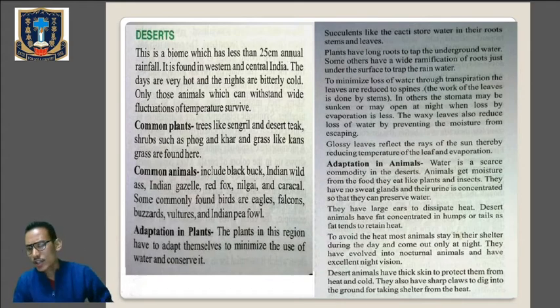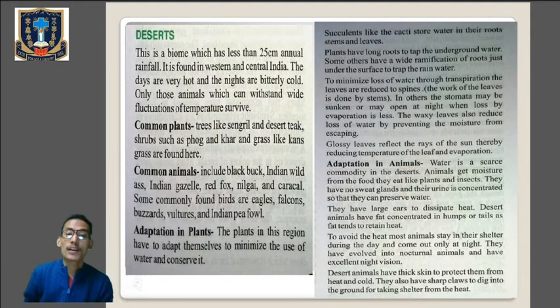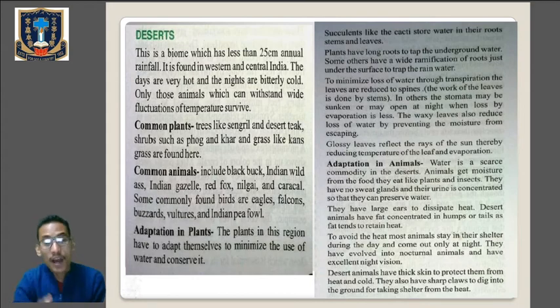Glossy leaves reflect the rays of the sun, thereby reducing the temperature of the leaf, reducing the rate of transpiration and preventing evaporation. So these are the few adaptive features present among the plants grown in the desertic biome in order to conserve water and reduce the loss of water by transpiration and evaporation. Clear? So let's go to the adaptations present in animals.